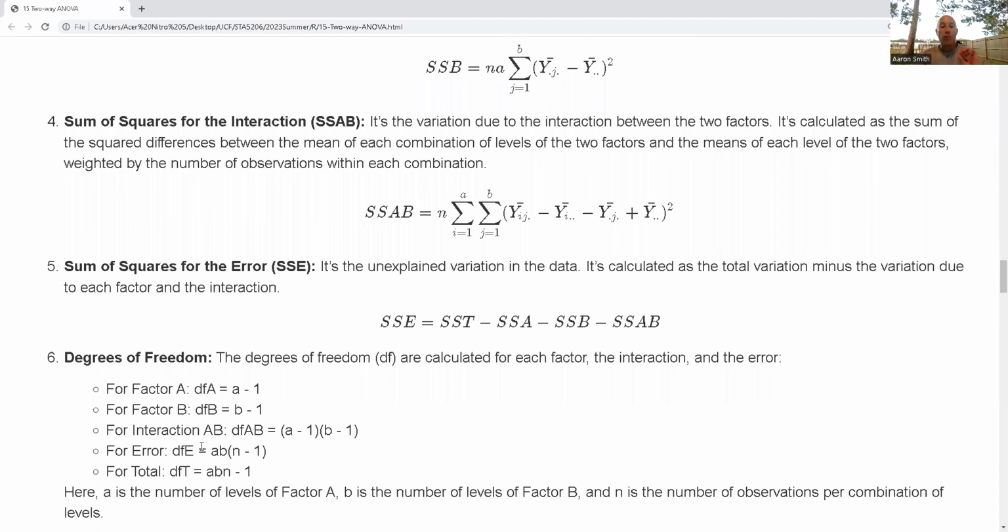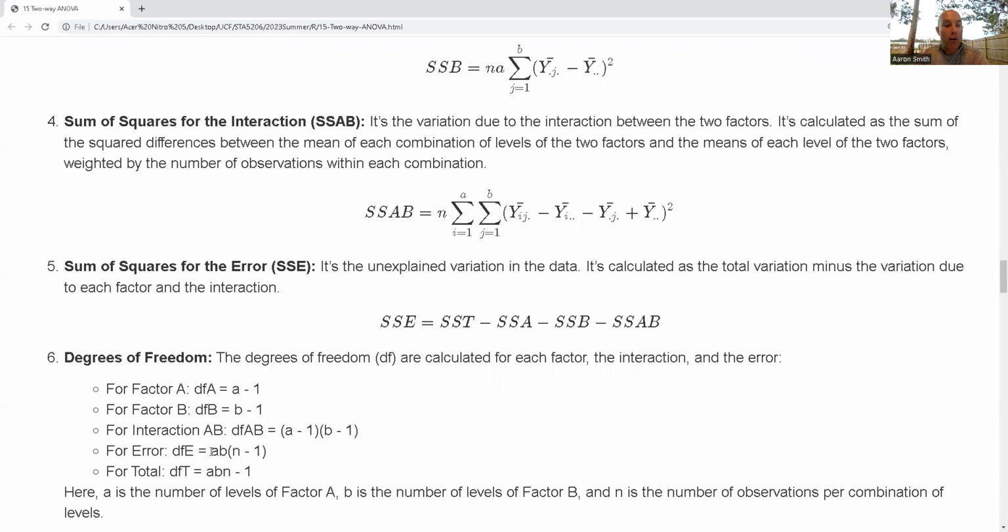And so now the degrees of freedom. The degrees of freedom are calculated for each factor in this manner. For factor A, it's the number of levels of A minus 1. For factor B, it's the number of levels of B minus 1. For interaction, it's the product of the degrees of freedom of A and B.